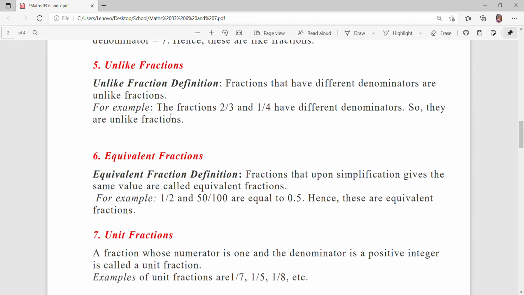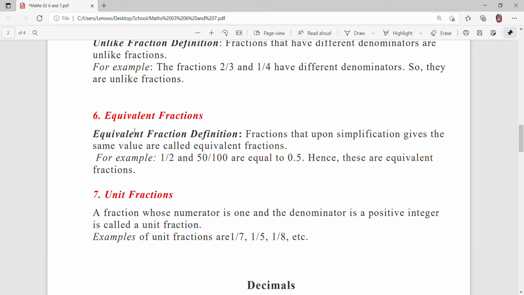Look at the example, 2 by 3 and 1 by 4. Here 3 is a denominator and 4 is a denominator. Here 3 is there, here 4 is there. So these are different numbers. So it is known as an unlike fraction.